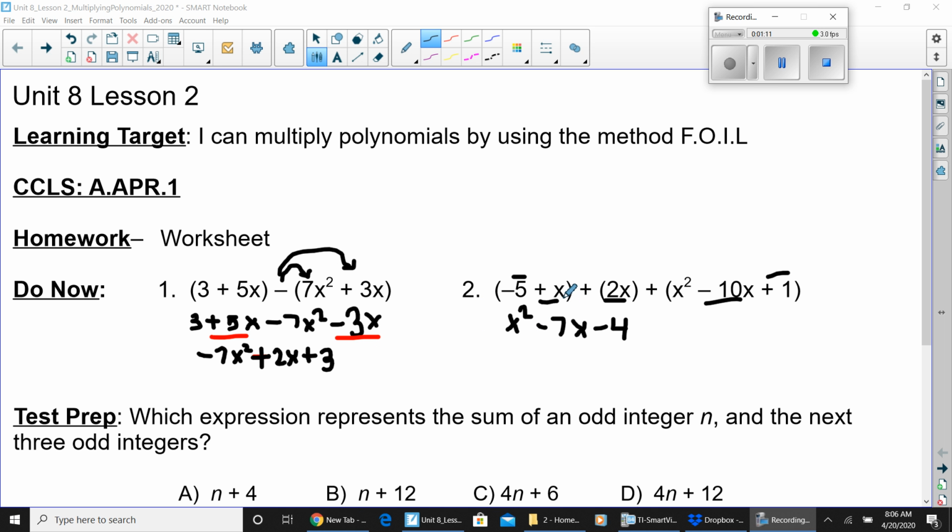For number 2, I didn't take it out of parentheses. I just kind of looked for the highest exponent, which is the largest exponent, which is the x squared. That goes first. There's no other x squareds, so kind of cross that out right there. Then I go to the x, the 2x, and the negative 10x. That's negative 7x, and I could cross all of that out right there. And then you have negative 5 plus 1, which is negative 4.